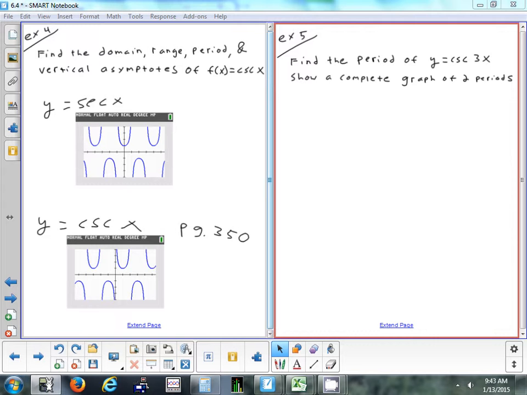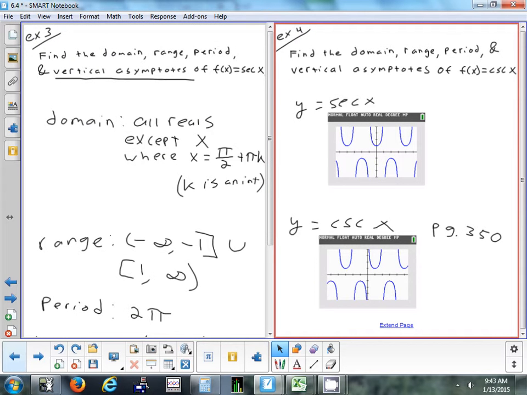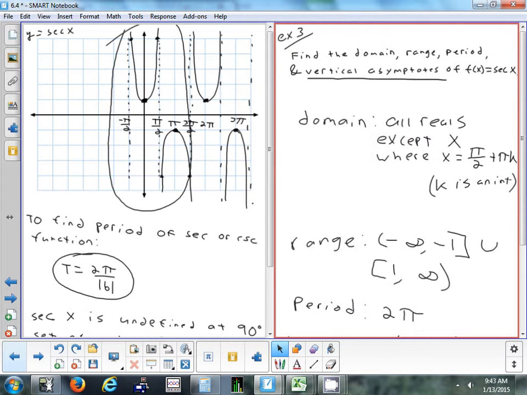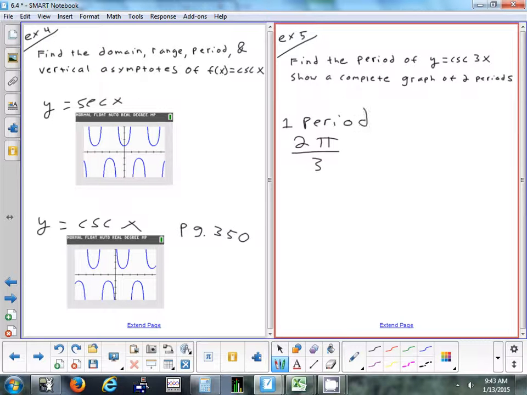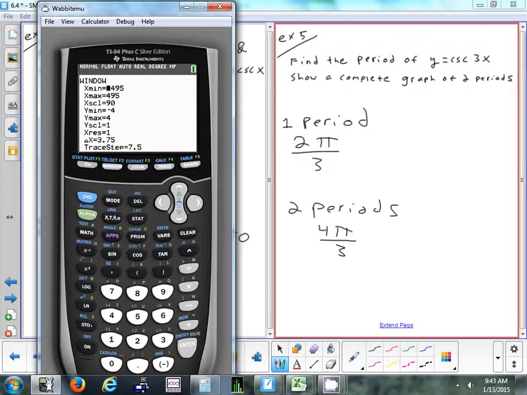Okay. First thing I'm going to do is look up, well, what's my formula? My formula is 2 pi over b. B in this case is 3. That's 1 period. Okay. Well, if I want 2 periods, double it. So 2 periods is 4 pi over 3. Okay, so I'll start with a window of 0 to 4 pi over 3. I guarantee you it'll show me 2 periods, but it might cut off something somewhere.